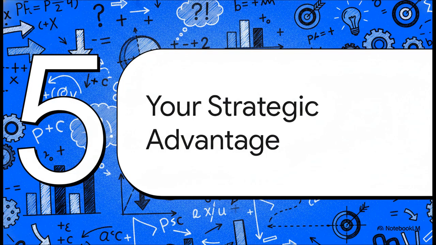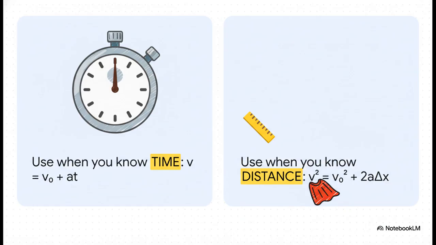So what's the big deal here? Why does this all matter? Well, knowing which equation to grab isn't just about getting the right answer on a test. It's about having a strategic advantage. It's about being able to look at a problem and instantly see the quickest, most efficient way to solve it. Just look at this side by side. On the left, you've got an equation that's perfect if you know the time. But on the right, you've got our new friend, the equation that's your hero when you know the distance. The real skill is learning to spot what information you're given because that tells you which tool to use.